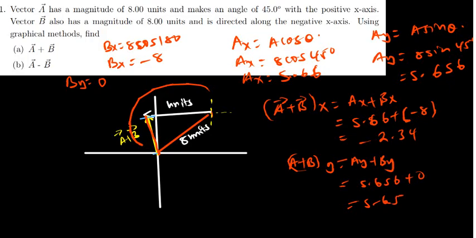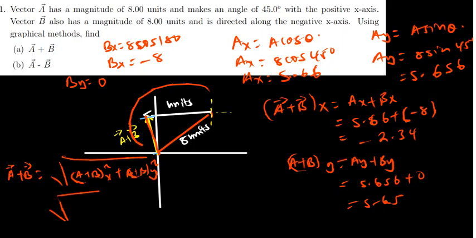So to find the magnitude of a plus b, don't forget to put the arrows. It's going to be the square root of (a plus b)x squared plus (a plus b)y squared. What is ax? This one, it is negative 2.34 squared plus 5.65 squared. What answer are you getting? 6.13.